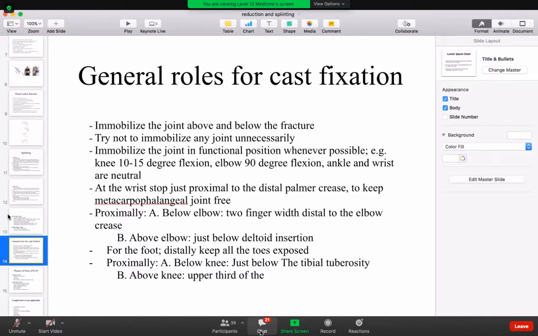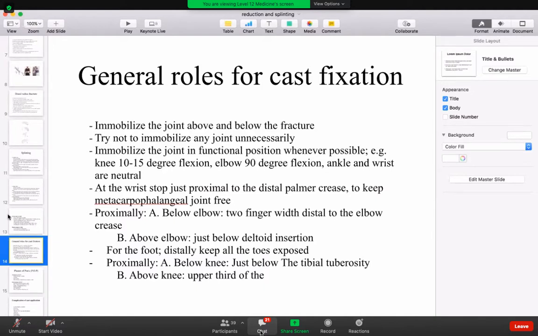At the wrist, stop just proximal to the distal palmar crease to keep the metacarpophalangeal joint free, so you don't immobilize unnecessary joints and you don't get stiffness. Proximally, if you're doing a below elbow, it should be 2-finger width distal to the elbow crease, just to avoid the cast cutting into your elbow.